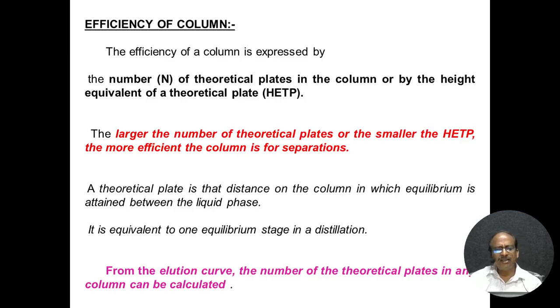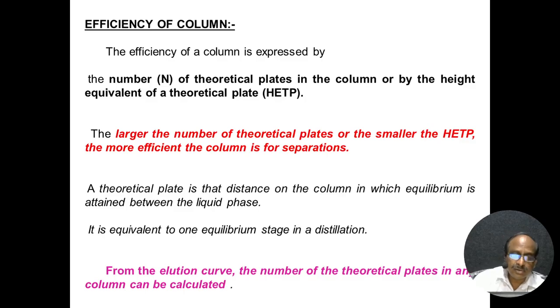Gas chromatography depends upon the column. The column is the most important, the heart of gas chromatography. That is called the efficiency of the column. The efficiency of the column is most important for gas chromatography. If the efficiency is not good, your gas chromatography will not perform well. That's why the column efficiency must always be very good.